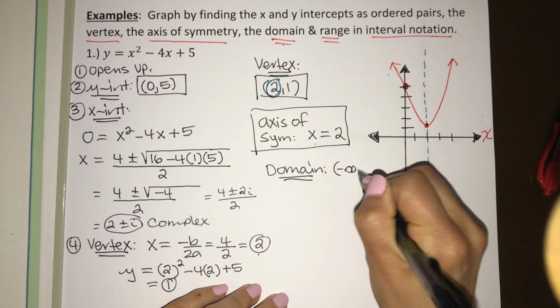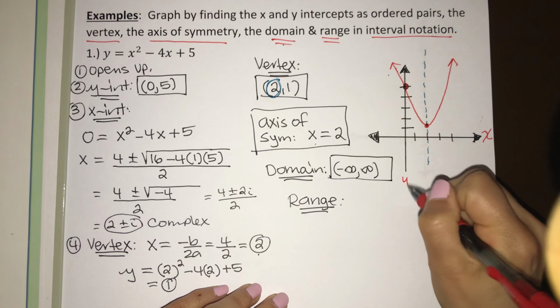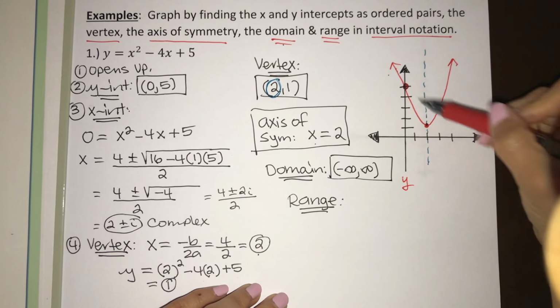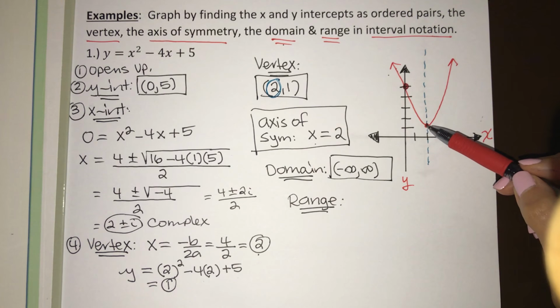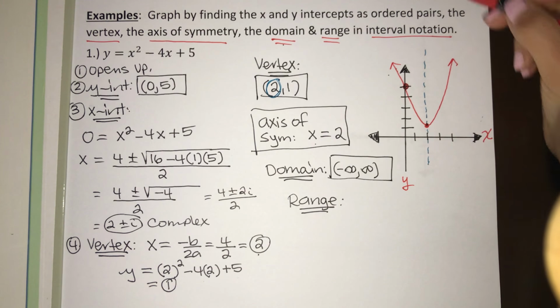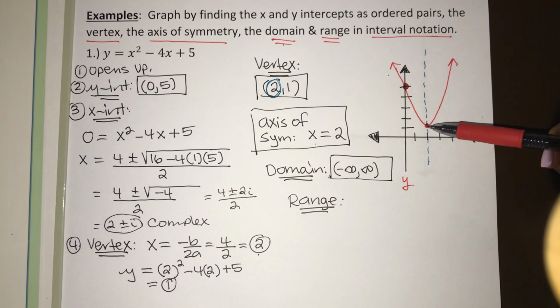The range is the set of y values. So for the set of y values, I just focus on the y-axis. Okay, does this graph cover all of the y-axis? No, because the graph basically starts here at 1 for y, and then it goes up forever. So it doesn't contain any of the y values down here. So it's not going to be all reals. It's going to start at 1.